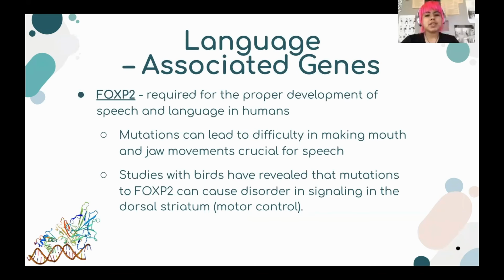The most relevant language-associated gene for the purpose of this workshop is the FOXP2 gene. The FOXP2 gene is responsible for the development of speech and language in humans. Mutation in this gene results in a lack or insufficient protein production. The downstream effect causes the individual with a FOXP2 gene mutation to have difficulty making mouth and jaw movements essential for speech. Notably, a study involving birds displayed that FOXP2 gene mutations negatively impact signaling to the dorsal striatum, which is essential for motor control, thereby causing difficulty to communicate with one another.